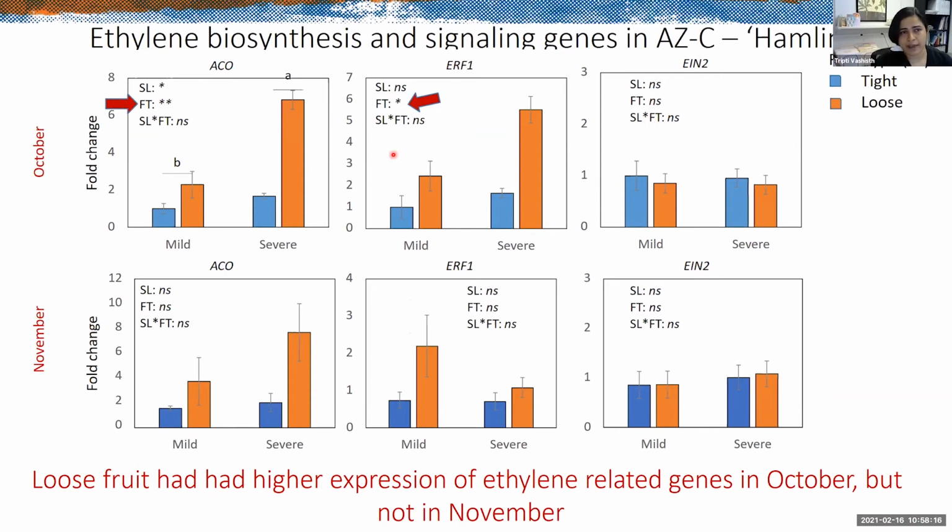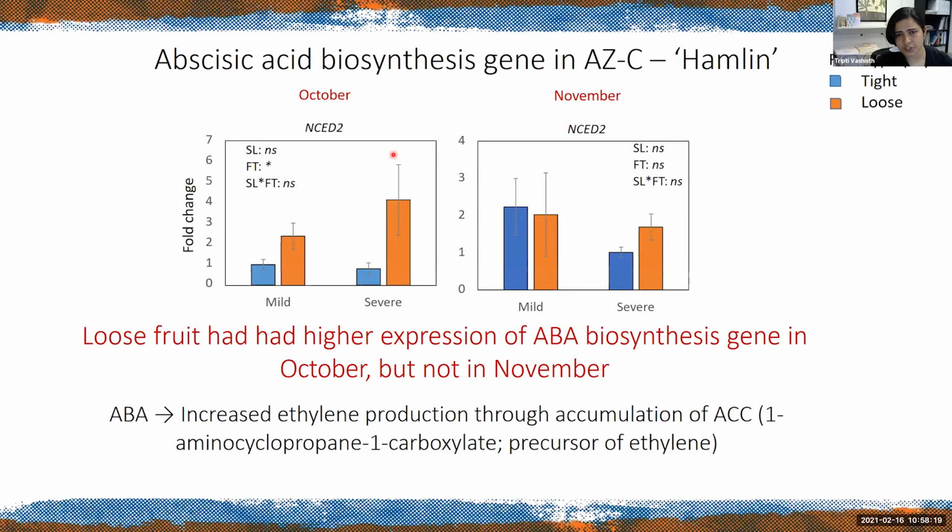Then abscisic acid biosynthesis related gene. This gene helps with abscisic acid. Abscisic acid is another plant growth regulator. Fernando had mentioned it. Basically, once the abscisic acid level increases, there is an increase in production of ethylene, and ethylene can cause abscission. And what we did see here is that there was more stuff happening again in October. This ABA biosynthesis gene was at least more expressed in October, not so much in November.